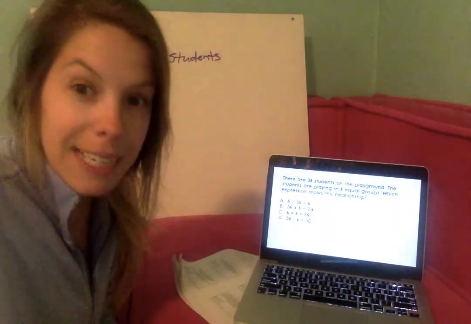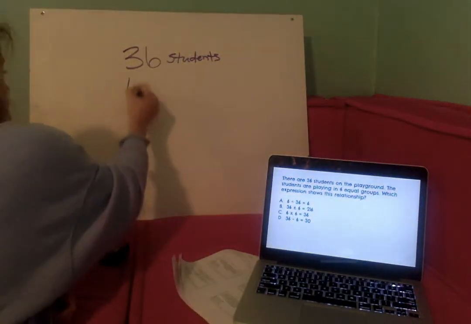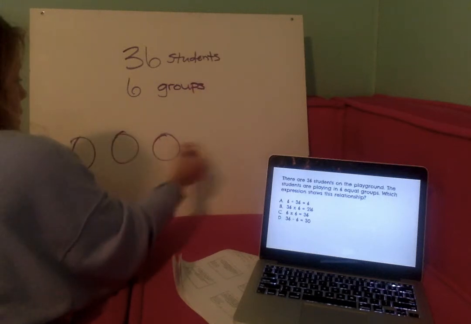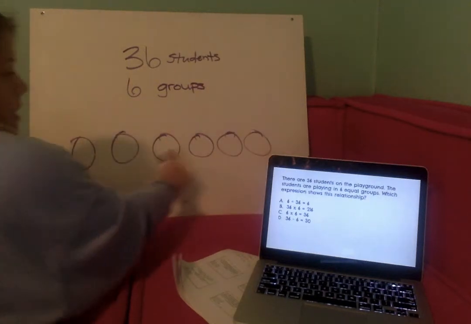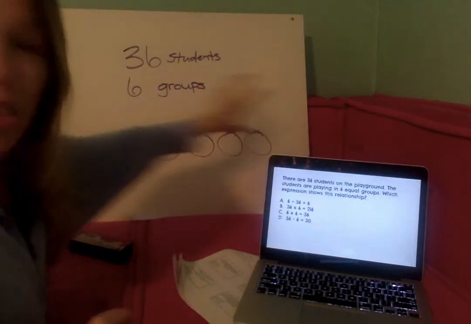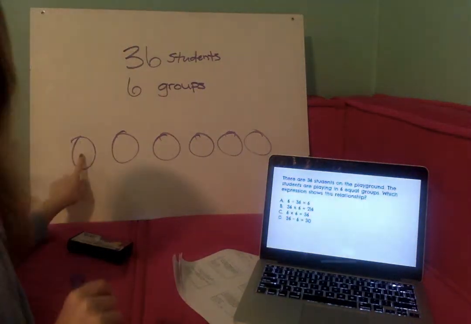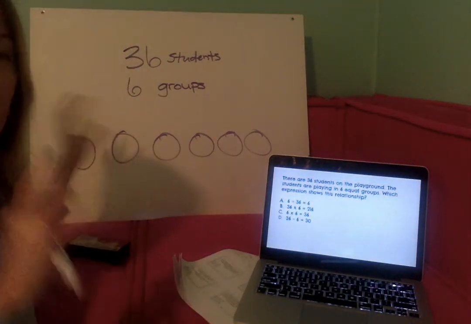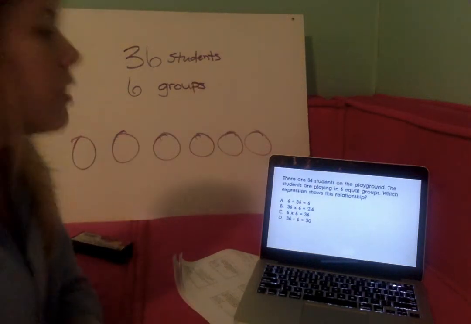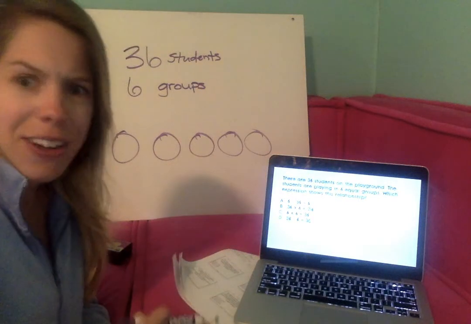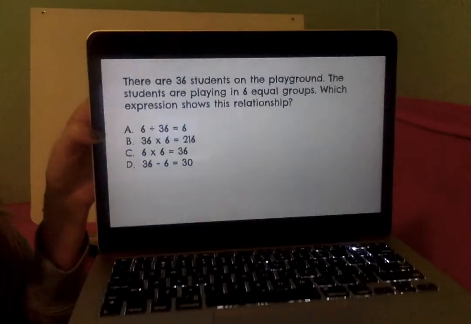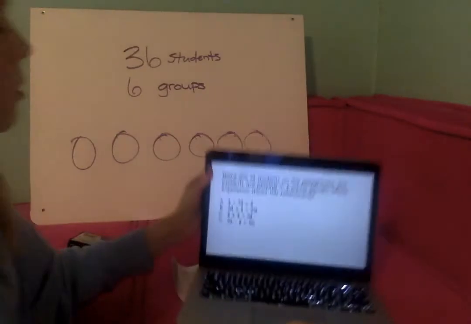So if I have 36 students, and the students are playing in 6 equal groups, that means I have 6 groups. And if I need to draw a picture, here are my 6 groups, and I need to make sure that there's 36 students all together in there. That doesn't mean 36 students are in this one, 36 students are in this one. That means that there are only 36 altogether. So if we're trying to figure out how to solve that, what do we do? We have an expression. A, 6 divided by 36 equals 6.